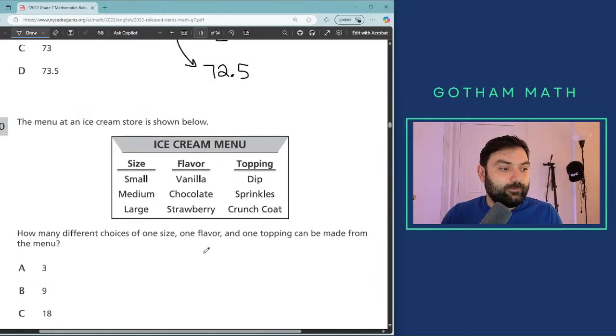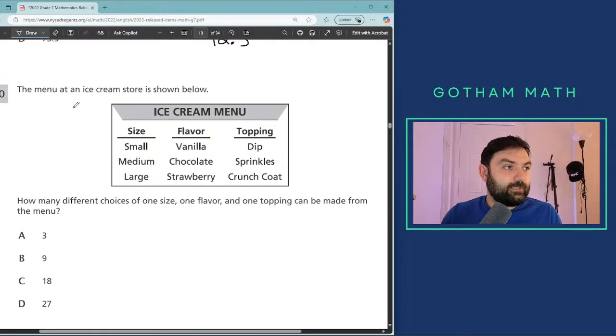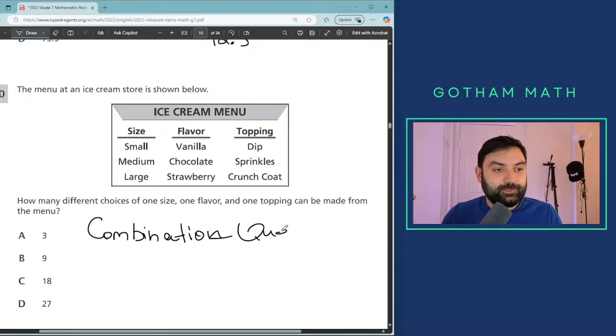Okay, moving on to the next question. The next question, question number 10. The menu at the ice cream store is shown below. How many different choices of one size, one flavor, and one topping can be made from the menu? This is called a combination question. Combination question is basically always the same.